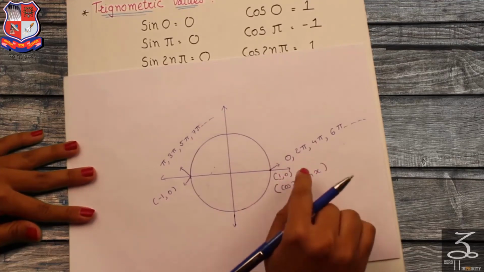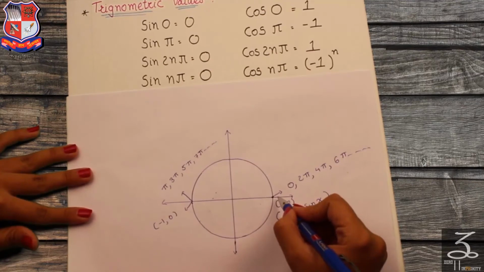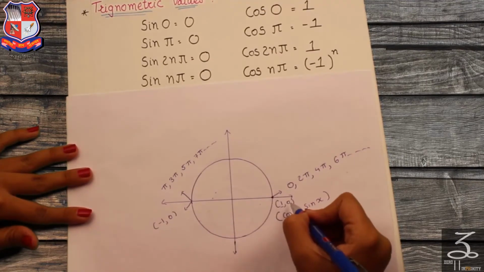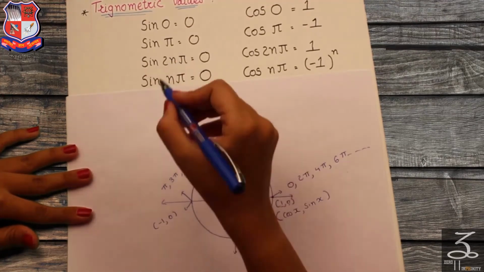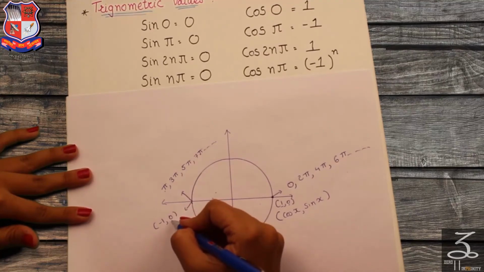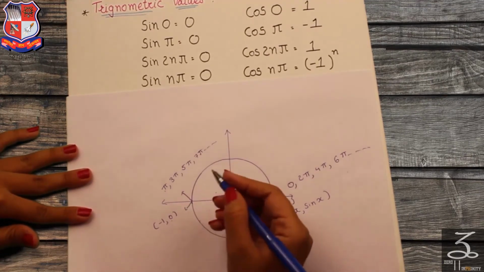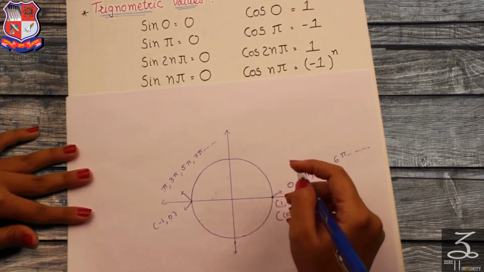Now how can you define the term like this? That is sine 0. Where is sine 0? Over here. The value of sine at this point is 0. So the value of sine 0 is 0. Similarly, the value of sine pi is always 0. How come? Sine pi is at this point and the value of sine at this point is 0. So the value of sine pi is 0. Similarly, the value of sine 2n pi is 0. How come? The value of sine 2n pi?